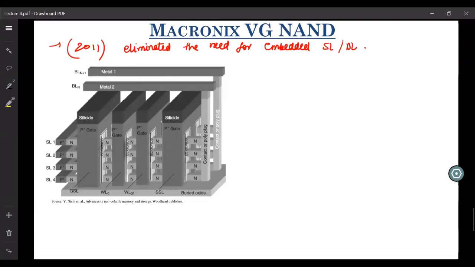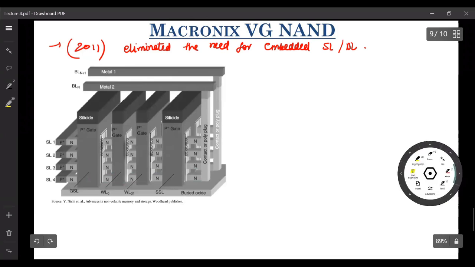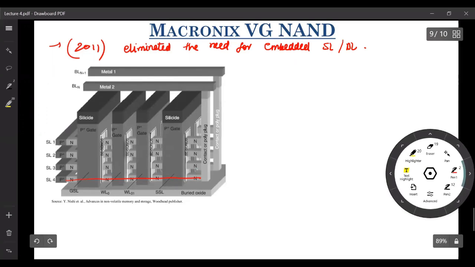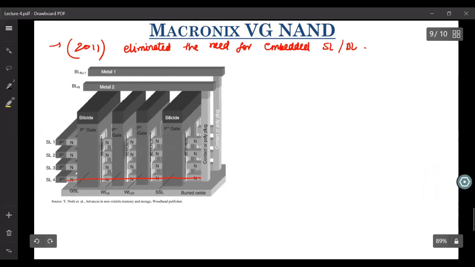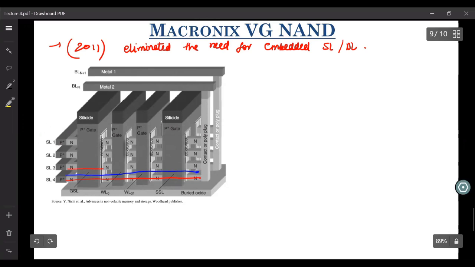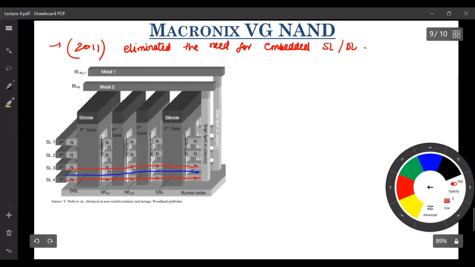So first, they also deposited the polysilicon channels and the insulators. Let me just use two different pens. The first step is to deposit the polysilicon channel, then they deposit an insulator, which is not shown here. There's an insulator between the polysilicon channels, and then they again deposit the polysilicon channel here.